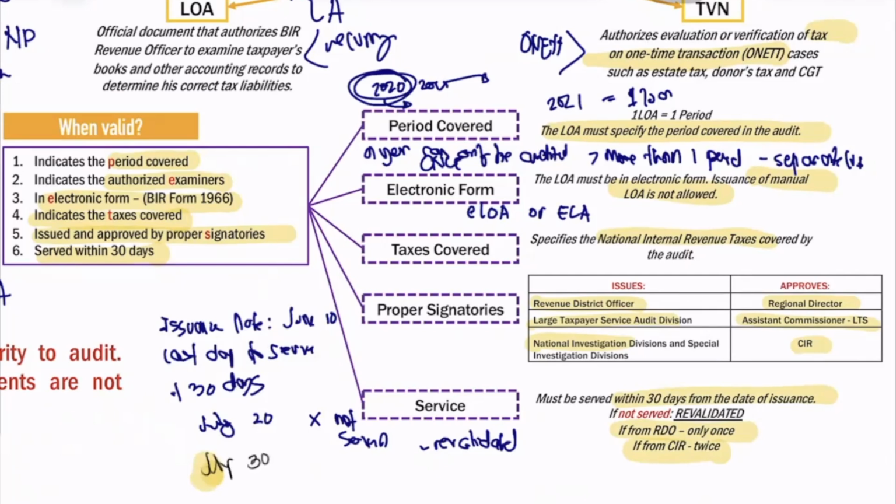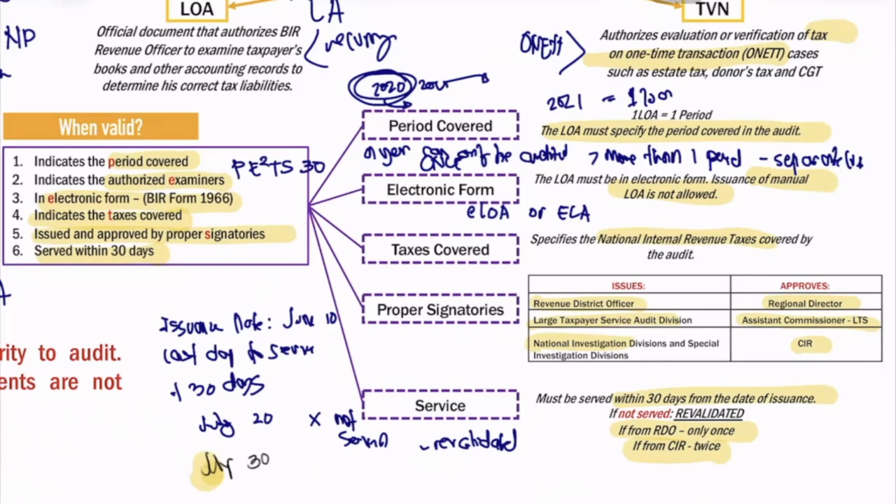So again, when can we say that the authority to audit is valid? It should indicate the period covered. It indicates the examiners. It must be an ELOA. It indicates the taxes covered, the signatories, and the service is within 30 days. We have here PETS 30: period covered, examiners, electronic form, taxes, signatories, and served within 30 days. Do not forget also the service.